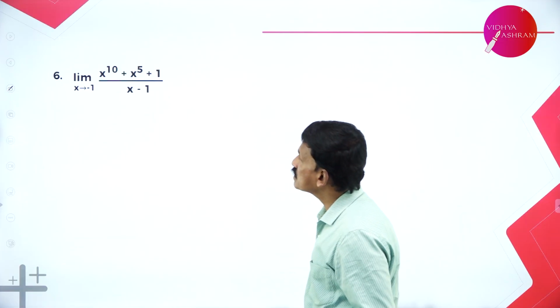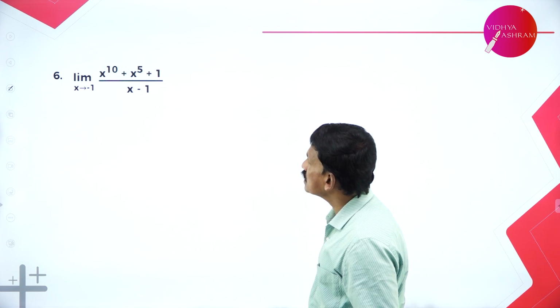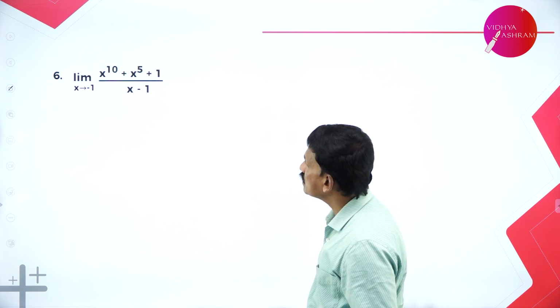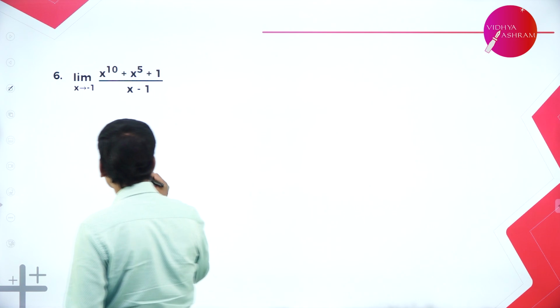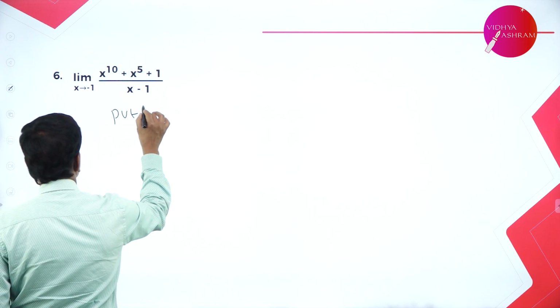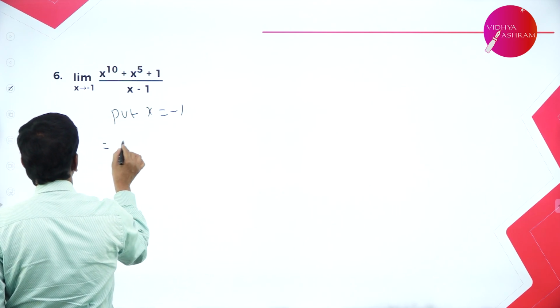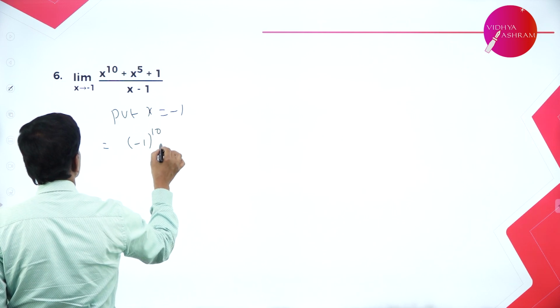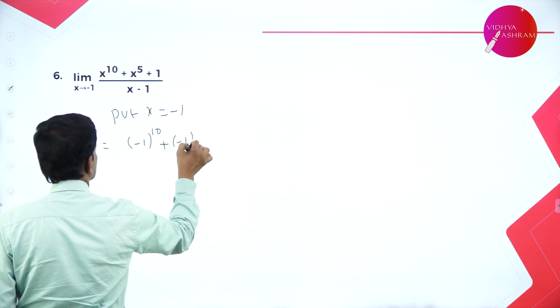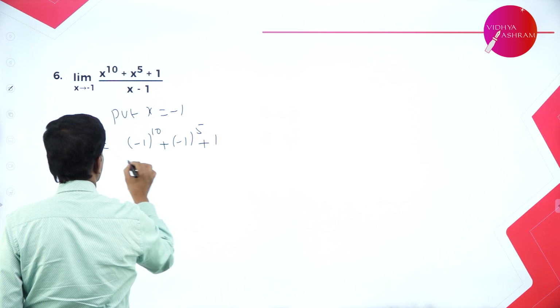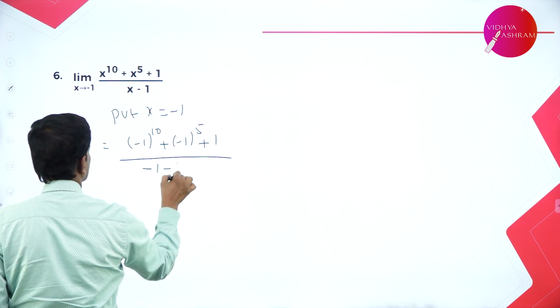Limit x tends to minus 1 of x to the power of 10 plus x raised to 5 plus 1 divided by x minus 1. Very simple problem. Straight away you can put the value of the limit. Put x is equal to minus 1. So this is minus 1 to the power of 10 plus minus 1 to the power of 5 plus 1, divided by minus 1 minus 1.